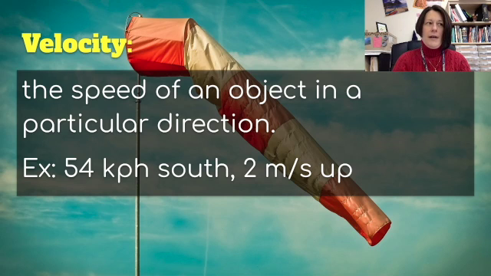Sometimes we also talk about velocity. So what's the difference between speed and velocity? Velocity is the speed of an object in a particular direction. So for speed, we would just say 54 kilometers per hour. But if we're talking velocity, we have to add the direction of south. Or we would say 2 meters per second up for velocity. So we always have to add a direction. That's why I have the windsock in the background, because wind can have a speed, but it also has a direction. So that would make it velocity.